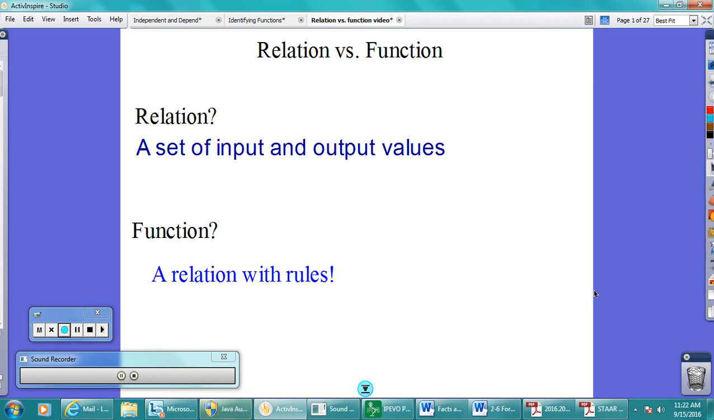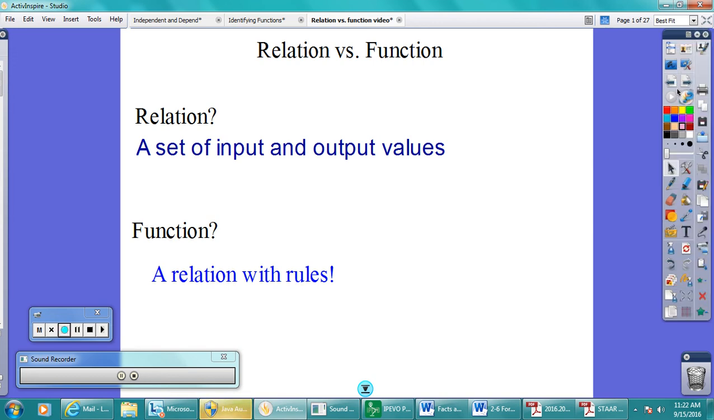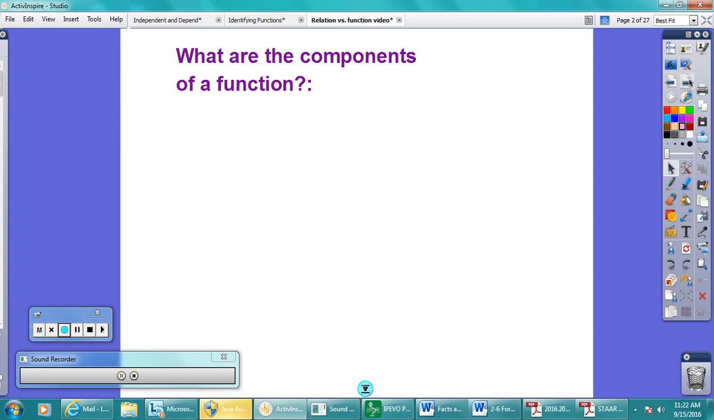Well, a function is a relation, but with certain rules. Okay? So a relation can be anything. It can be the sun and the sky have a relationship, correct? It can be any input and output values in an equation. But a function is a relation that has some rules placed on it. And we're going to talk about those rules here in a little bit.